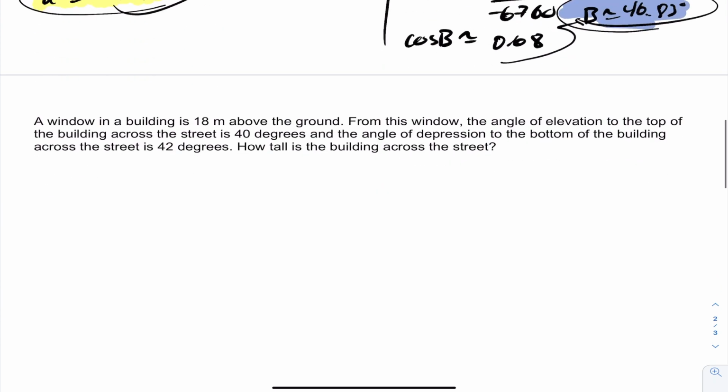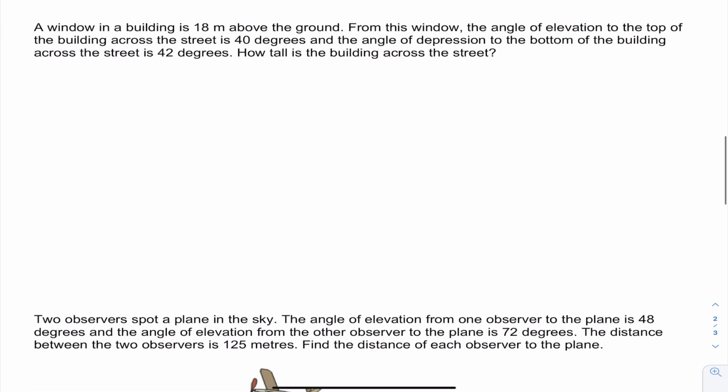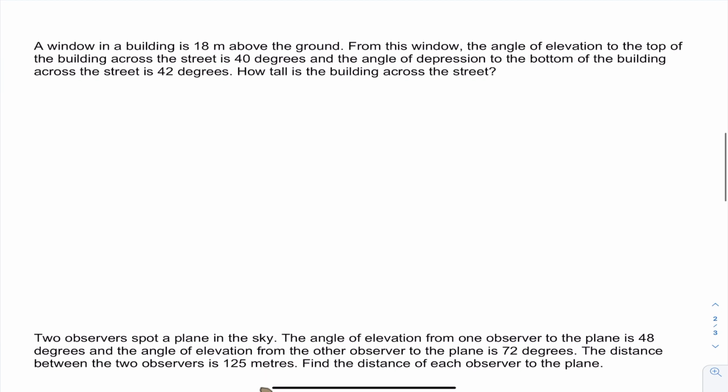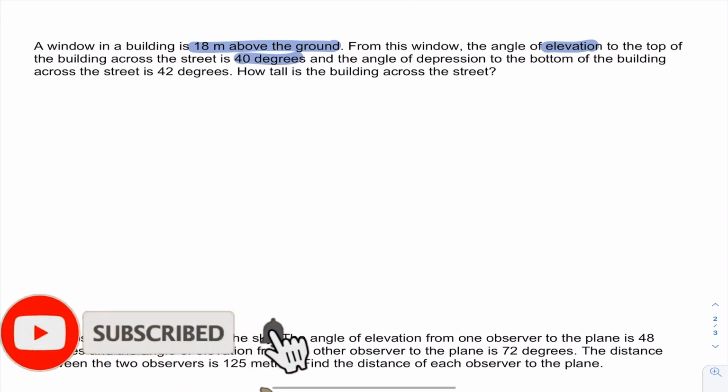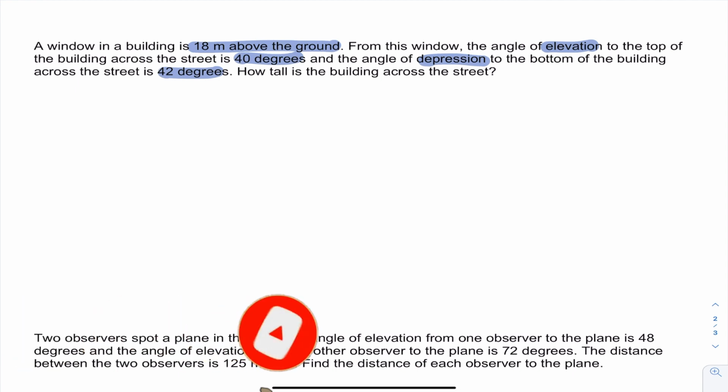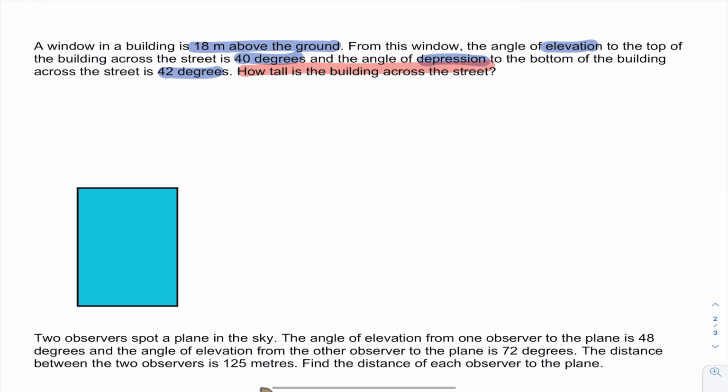All right, let's continue. For the next problem here, we have a window in a building that is 18 meters above the ground. From this window, the angle of elevation to the top is 40 degrees, and the angle of depression to the bottom of the building is 42 degrees, and they want us to find how tall is the building across the street. Okay, so let's start off here.